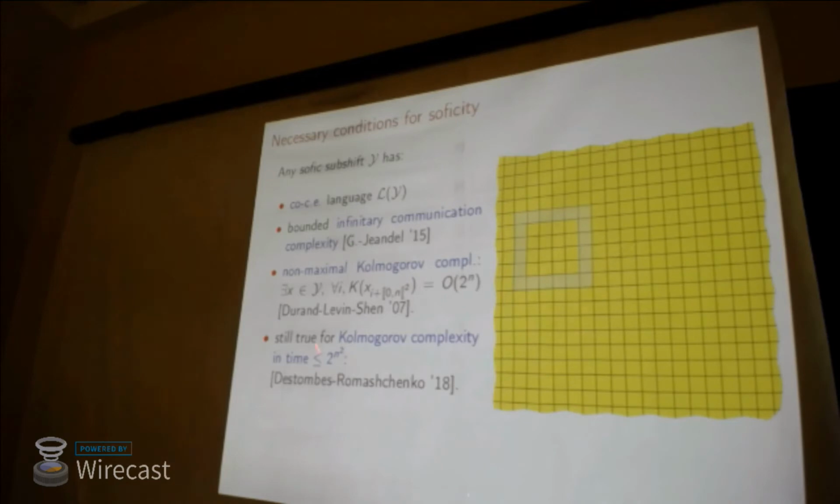This argument has been made more precise to work with columnar complexity in bounded time recently by Detum and who spoke in this room, I think.